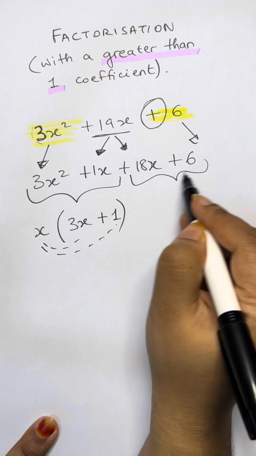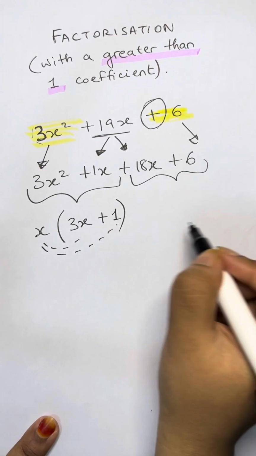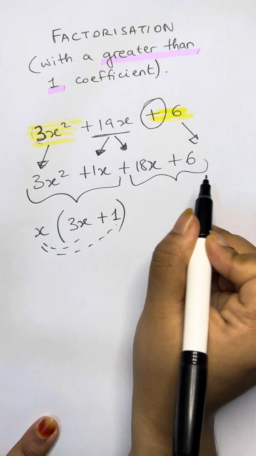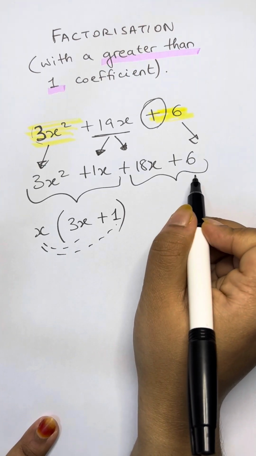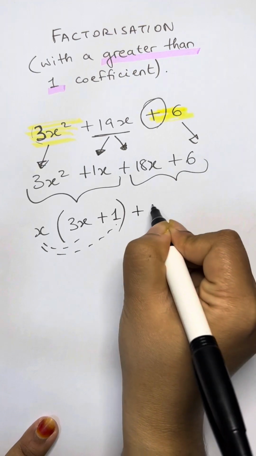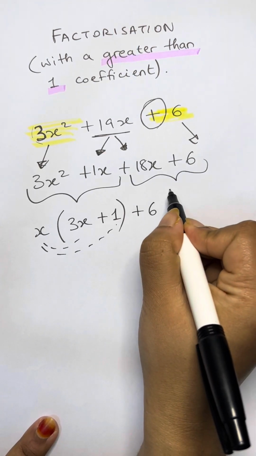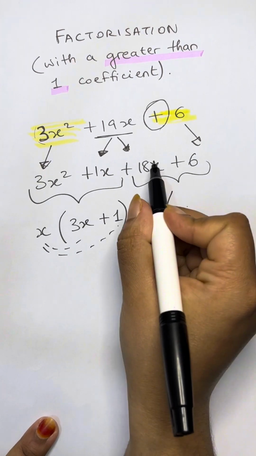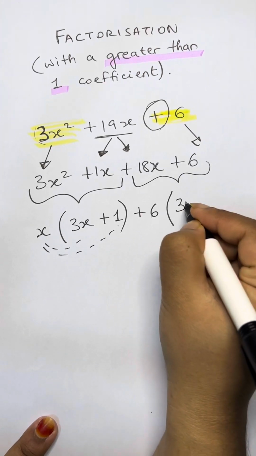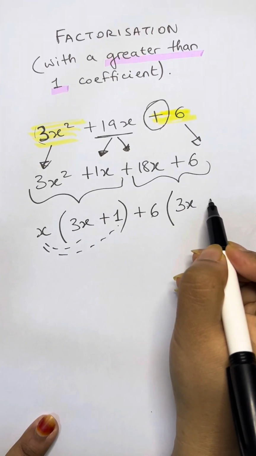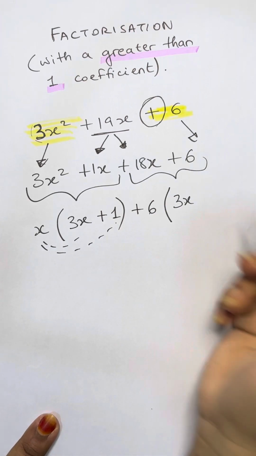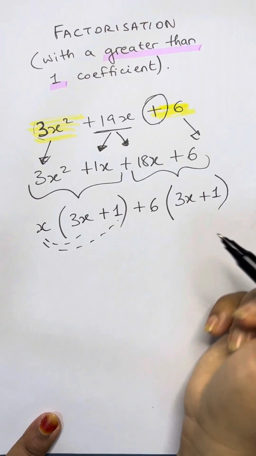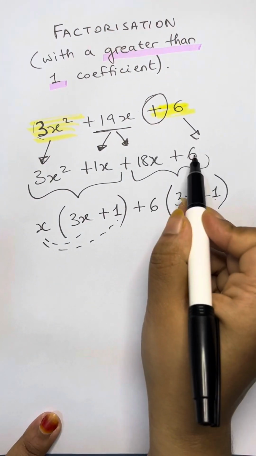Next thing, we need to factorize this. Do I have any common factor? That's the greatest common factor I can have. Yes, I do, which is 6. So plus 6, open up a bracket, plus 6 times by what is going to give me 18x? 3x, that's right. Plus 6 times by what is going to give me plus 6? That's just plus 1, because anything times 1 is just the same number. So 6 times 1 gives me 6.